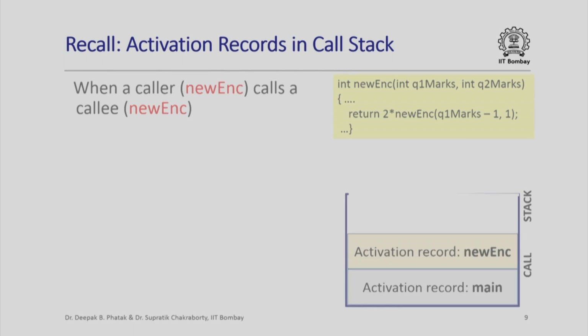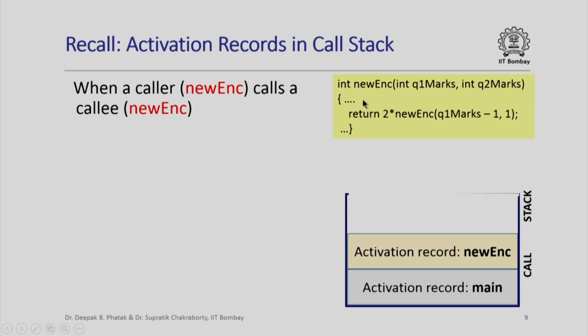So we might ask that how do activation records and the call stack operate when we have a function calling itself? Well, let us see how it might operate. So here we have a caller function which is newenc, and the callee function is also newenc. We are calling newenc from within itself. Let us suppose that we are currently executing this function newenc.